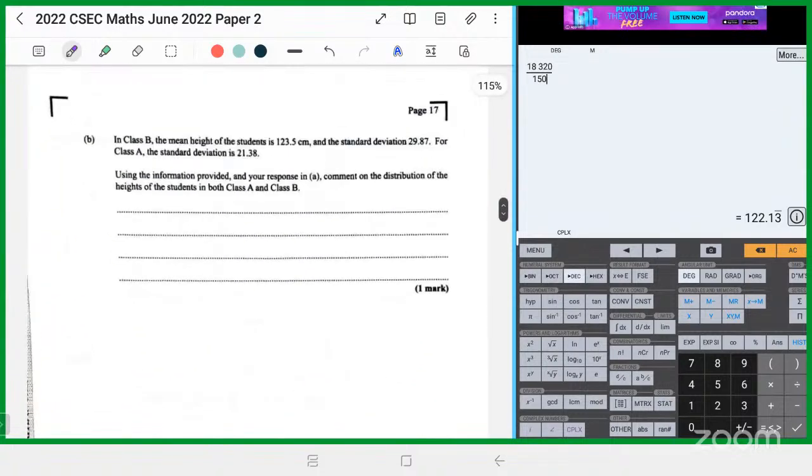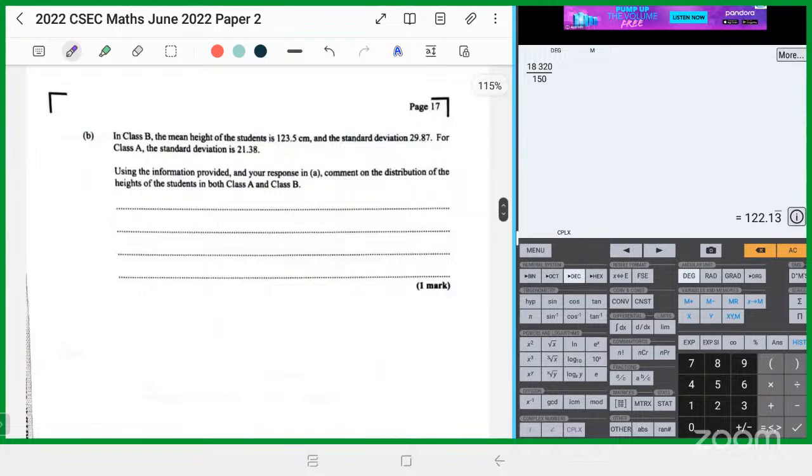Next part says class B. In class B, the mean height is 123.5. I remember this. And the standard deviation is 29.87 in class B. For class A, the standard deviation is this. All right. So they want us now to use this information to comment on the distribution of the heights of the students in class A and class B.